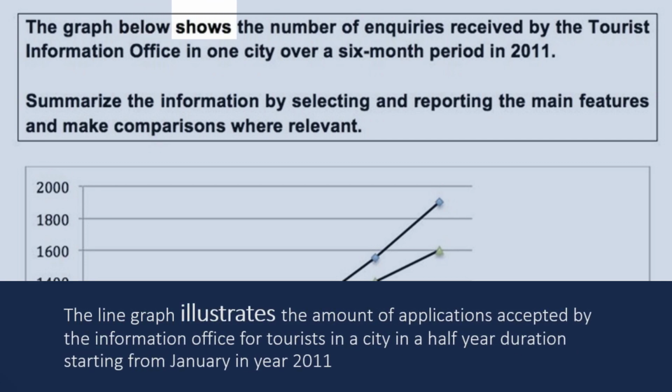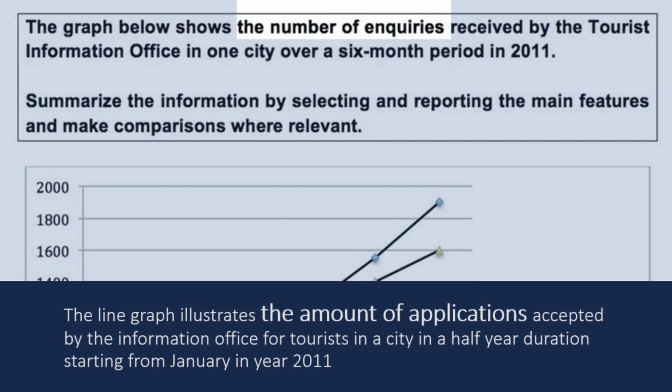So the next word is shows. There are many types of synonyms for that, and one of them is illustrates. So illustrates is one synonym, but there are many other ways to write it. Now let's move to the next one.